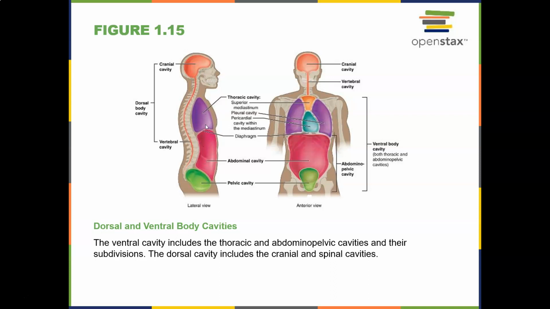Then you have a diaphragm that separates the thoracic and abdominal cavity. Well, you know what's in the abdominal cavity, right? The small intestines, the large intestines, the gallbladder, the liver, the stomach, and the pelvic cavity will have your reproductive organs. So understanding what organ is in what cavity is very important. Those are easy test questions.